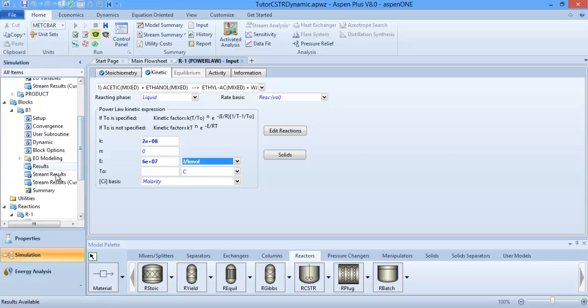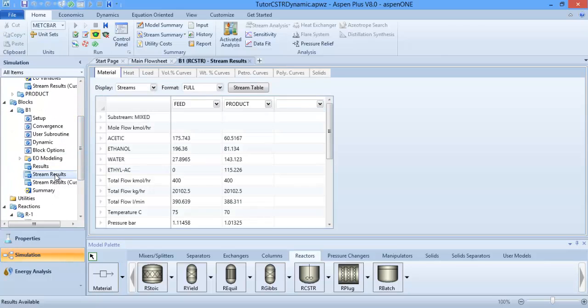Let's check the results, the stream results. Has there been any production? Of course, yes, there has been ethanol reacting with acetic acid to form ethyl acetate, and we have seen that we have production now. Okay, this is our steady state production.